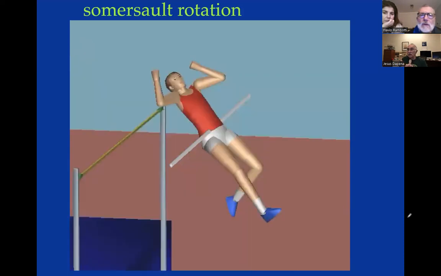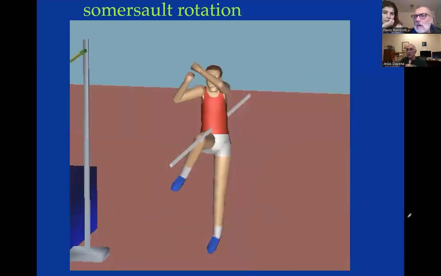So both of these rotations require angular momentum.